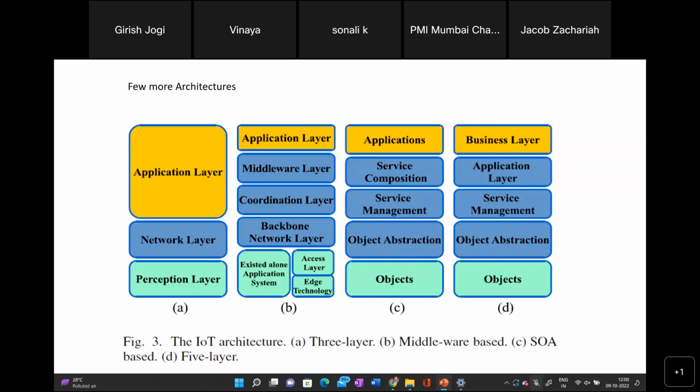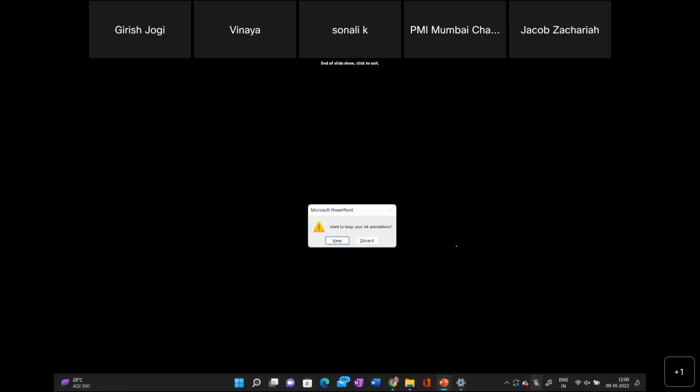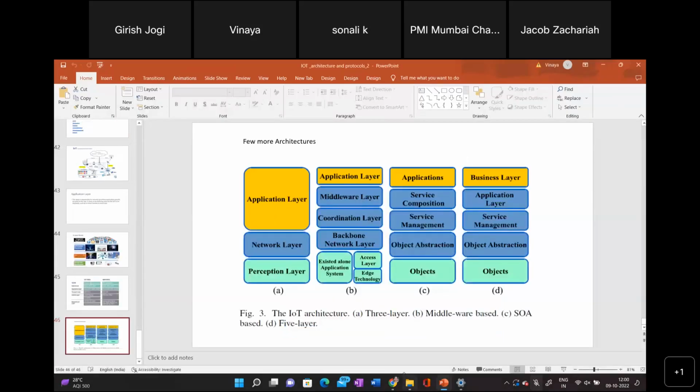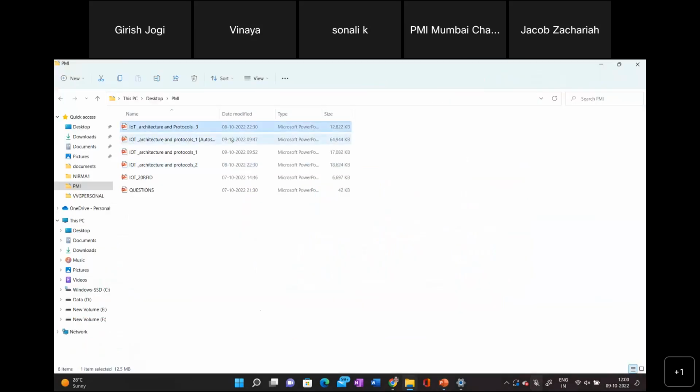And then a business layer is added to the architecture and it becomes a 5-layer architecture: object abstraction layer, service management layer, application layer, and then the business layer. But basically, these are the basic 3 layers: perception, network, and application layer, which are further divided by different organizations as per the requirement. So in short, now I'll go to the last part, which is IoT protocols.